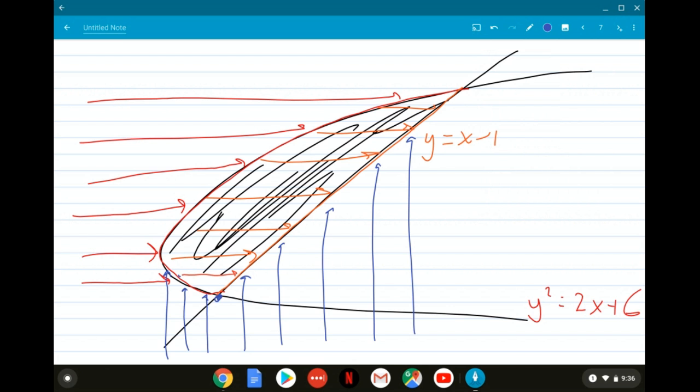Even though, as I move through the region, I am always going to exit the sideways parabola, so at least that will be consistent, my entering is going to be two different functions. So the better choice here would be to integrate with respect to x first.